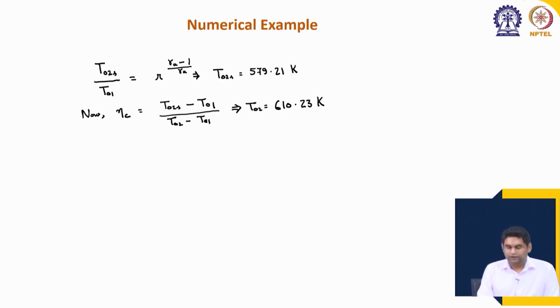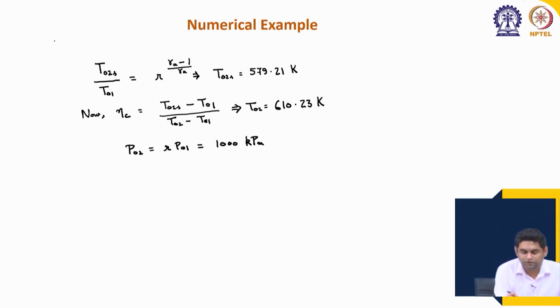Okay. So, 610.23 Kelvin. So, T02 and P02 unknown. P02 of course is equal to R into P01, which is equal to 1000 kPa, because P01 is 100 kPa. So, T02, P02 is known. So, this is from compressor calculation.